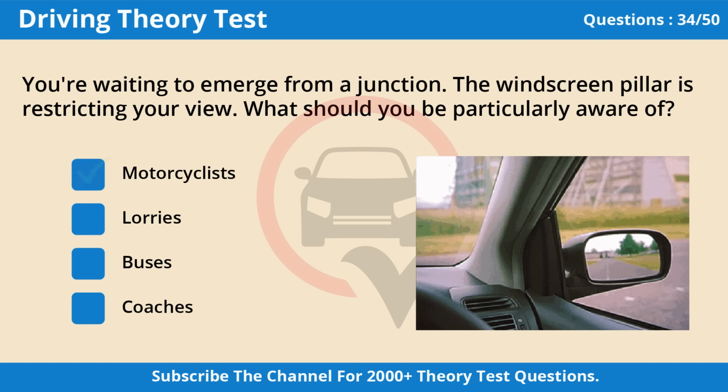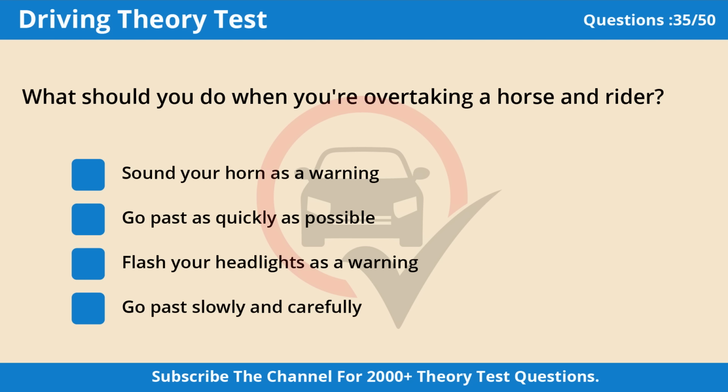A. Motorcyclists. Question 35. What should you do when you're overtaking a horse and rider? A. Sound your horn as a warning. B. Go past as quickly as possible. C. Flash your headlights as a warning. D. Go past slowly and carefully.